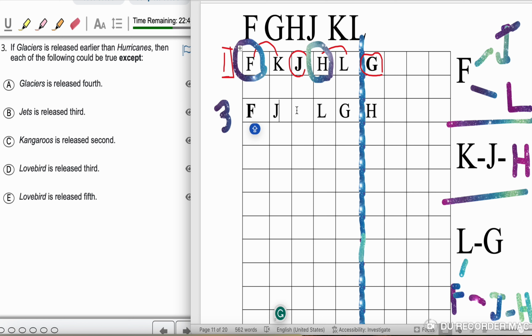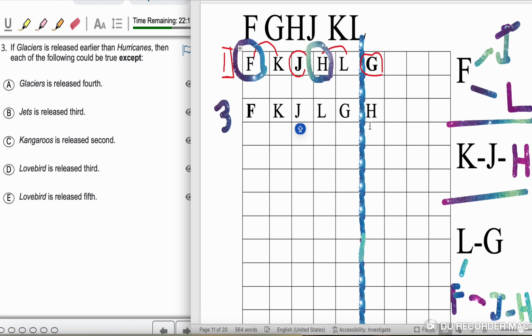Then the last variable that I need is going to be K, and that's going to be in here. According to the rules, it's going to be F, J, K. It needs to be before J, so let me make sure that K is before J. So F is going to be first, K is going to be before J, L is going to be before G, and then G is going to be before H, and then it's going to go J, H. So this one right here, we're going to have G before H.